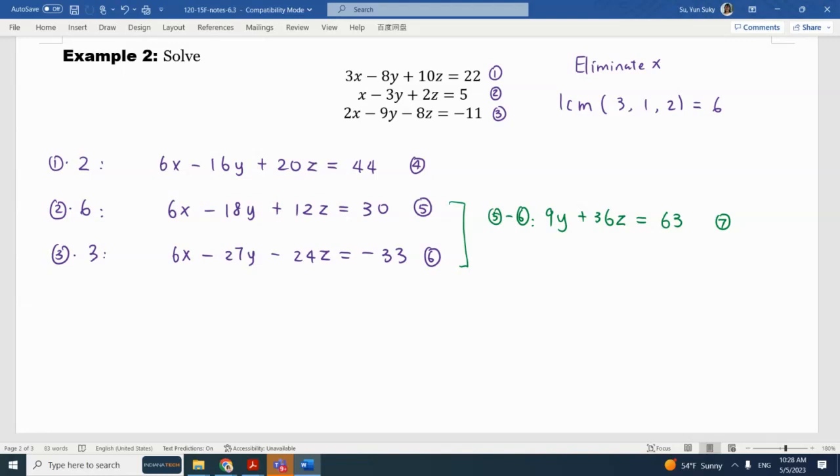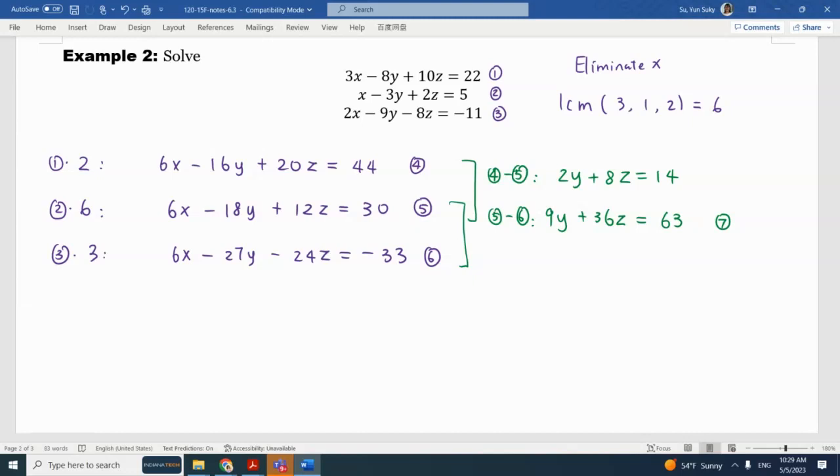Okay, give me another pair. Caleb. 4 minus 5. Okay. Then what do you get? 2y plus 18 equals 14. Thank you.